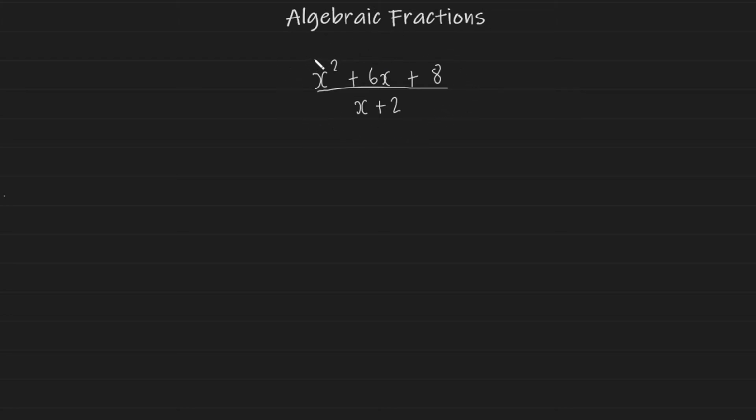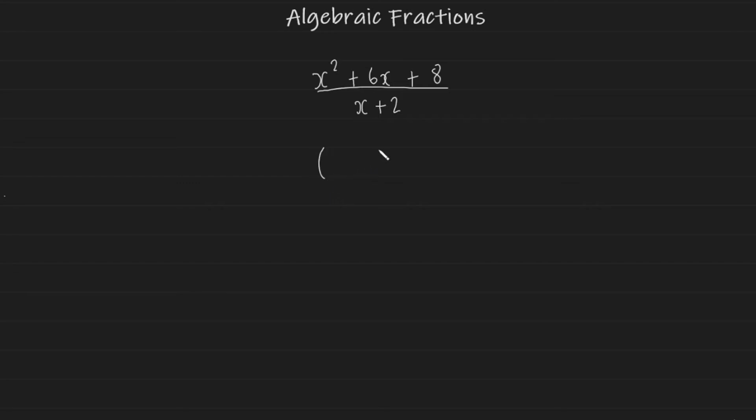How you simplify a single fraction such as this is by factorizing either the numerator or the denominator or both, and then cancelling terms out. So in this case, the denominator, just looking at it straight away, is x plus 2, we're not going to be able to simplify this any further, so it's going to stay as x plus 2. However, the numerator is a quadratic expression, and you should know how to factorize quadratic expressions if you are dealing with algebraic fractions. So let's go ahead and factorize this quadratic expression.